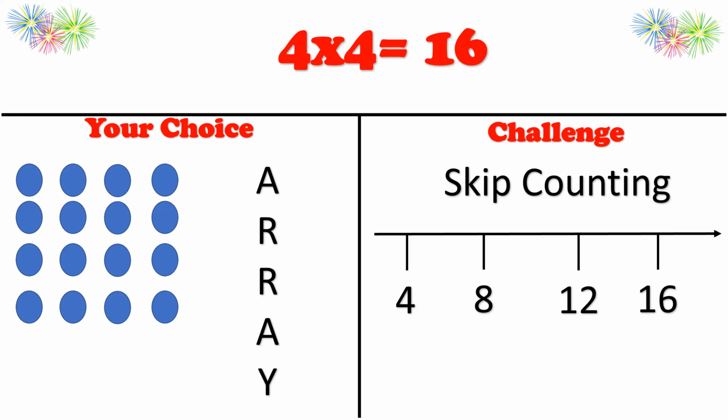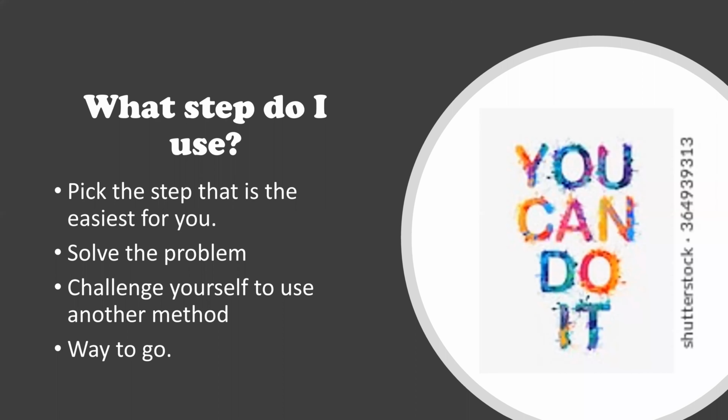Remember to always start at 0 first and then hop 4 times and you will land at 4. Once you are at 4, you're going to hop another 4 times. And that is the best way to use a number line. Okay, so just as a reminder, pick the step that is the easiest for you. Solve the problem. Challenge yourself to use another method.